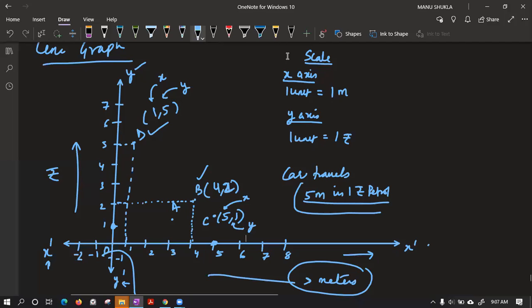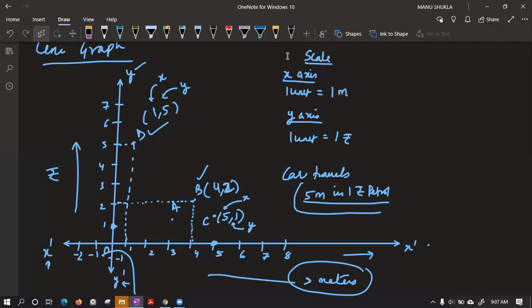Good, Joel. Maybe D is a truck, because trucks have less mileage as they have to carry a lot of load. So that is why they are traveling only 1 meter in 5 rupees of petrol, or maybe it is a train, you can say. So class, are you able to understand the concept? How to locate the points on a number line?